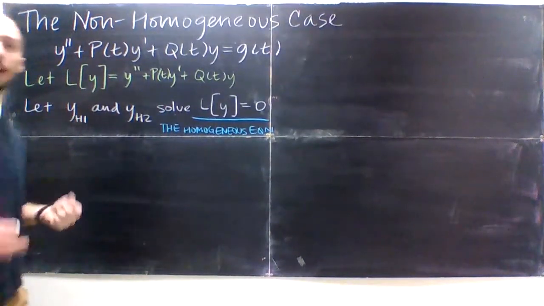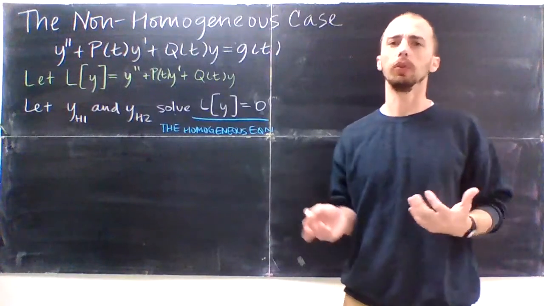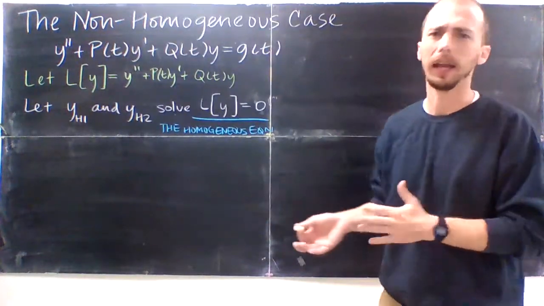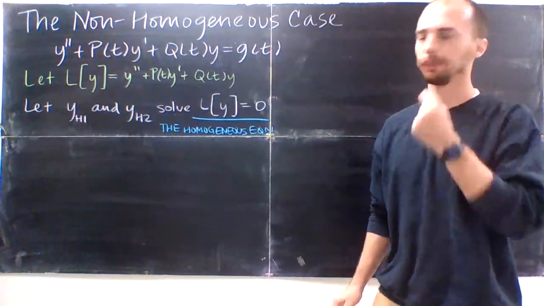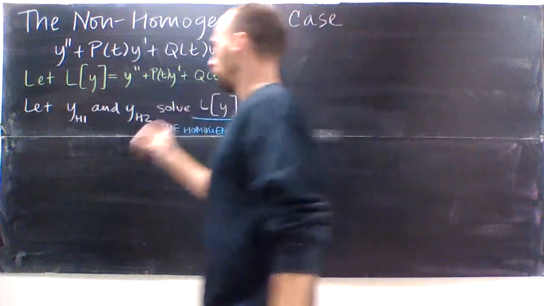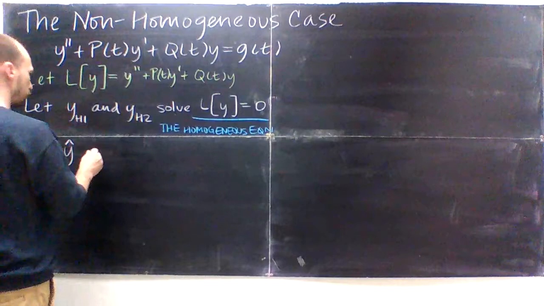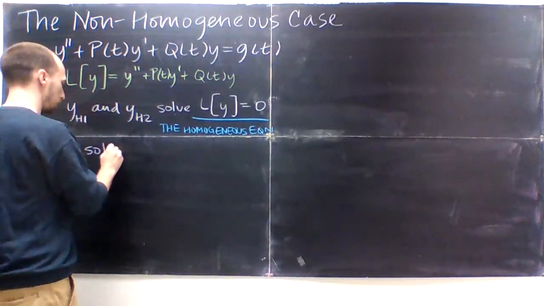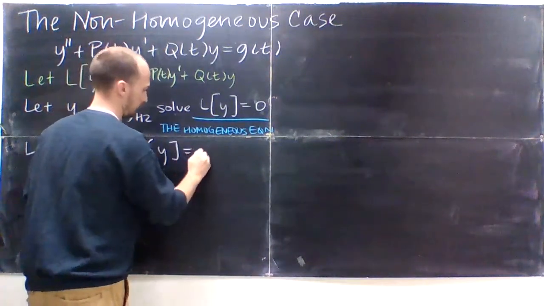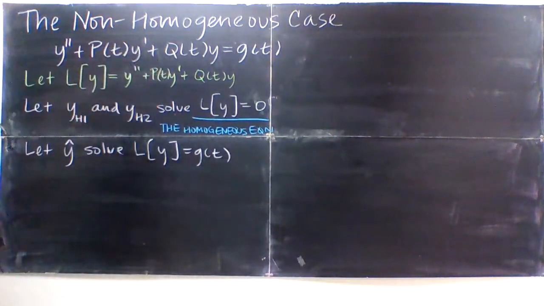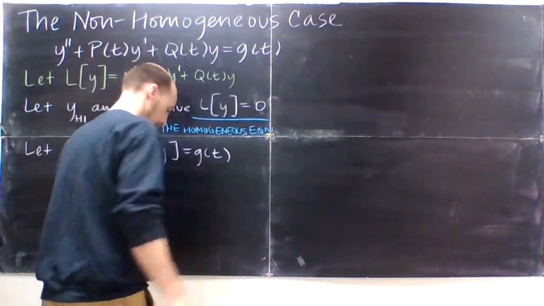And then suppose that I found, like I did, that y equals, I called it y hat, so I'll call it y hat again, 1/2 e to the 3t. So I'll say let y hat be a solution to the non-homogeneous equation, which I will underline in red.